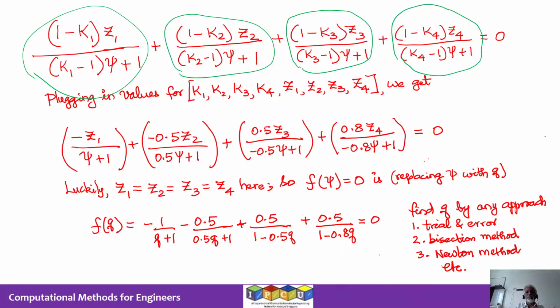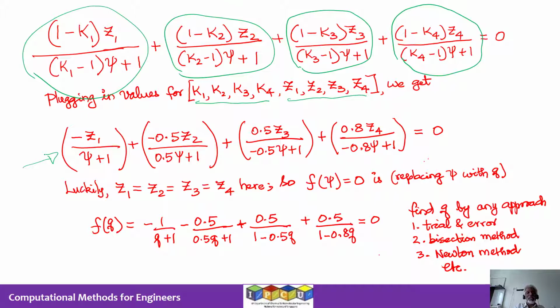Now, what I do is I plug in the values for K1, K2, K3, K4 and Z1, Z2, Z3, Z4 given in the question. Ultimately, I'll do that. But interestingly here, Z1, Z2, Z3, and Z4 are all the same and equal to 0.25. I'm just going to keep Z1, Z2, Z3, Z4 in the equation still, but I've substituted K1 equal to 2, K2 equal to 1.5, K3 equal to 0.5, and K4 equal to 0.2. So I've done that, and then I get this expression.